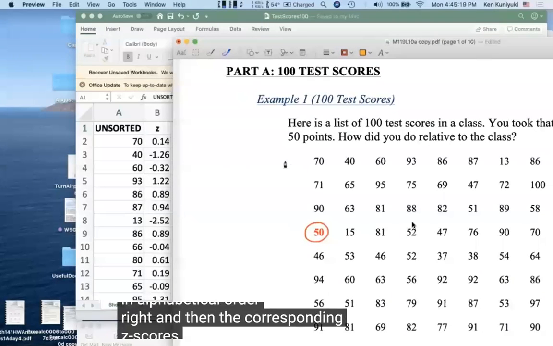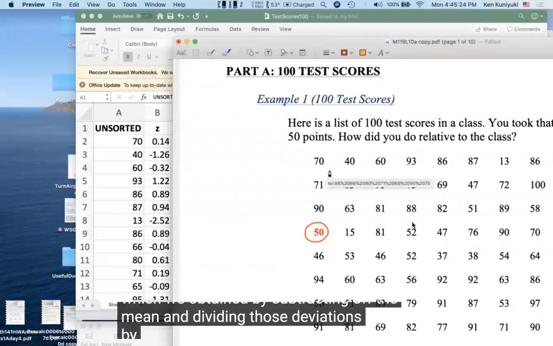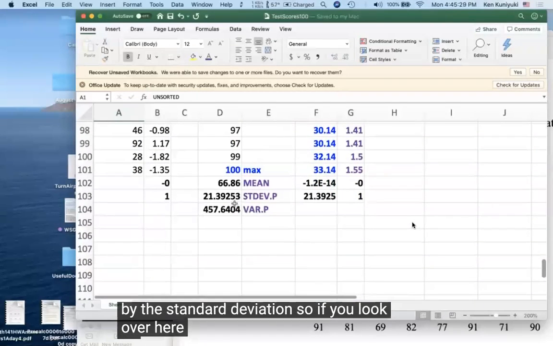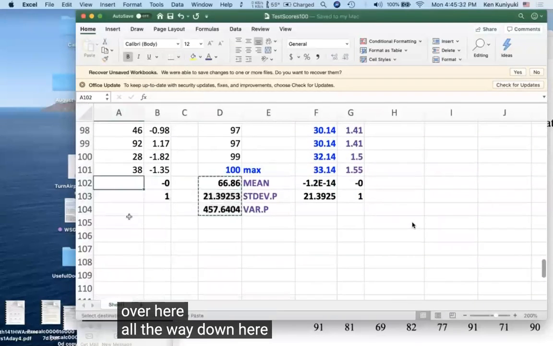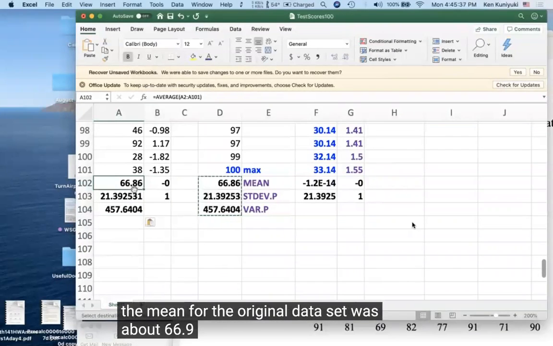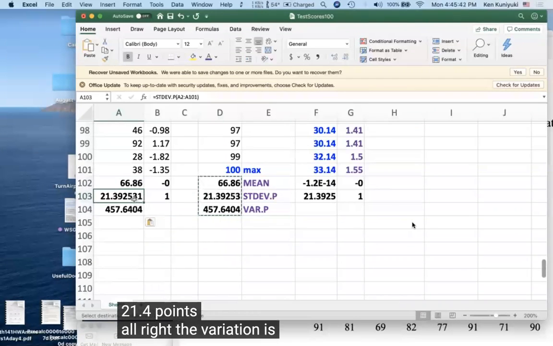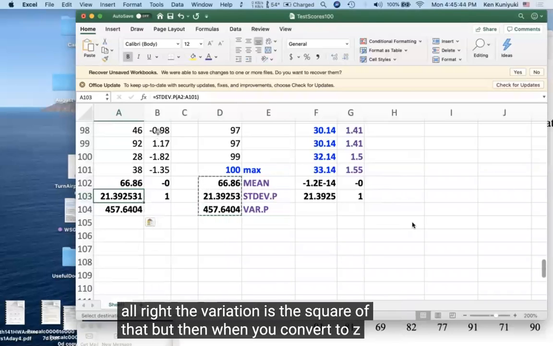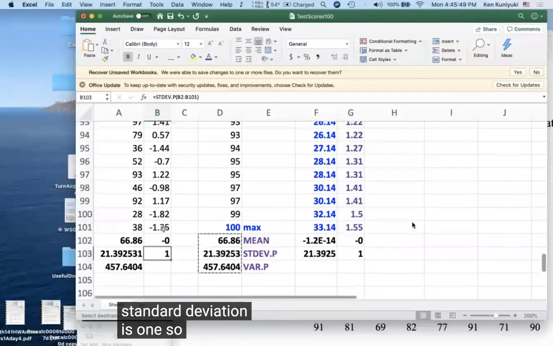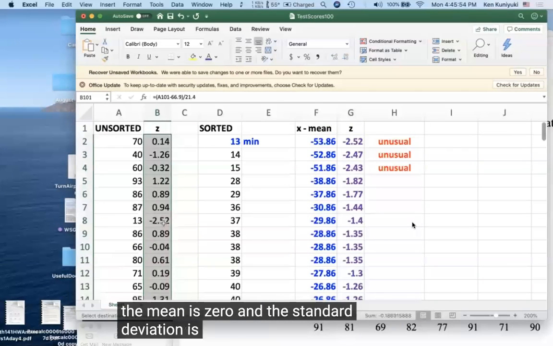And then the corresponding z-scores, which we obtain by subtracting off the mean and dividing those deviations by the standard deviation. So if you look all the way down here, the mean for the original data set was about 66.9 points. The standard deviation was about 21.4 points, all right? The variance is the square of that. But when you convert to z-scores, the new mean is 0 and the new standard deviation is 1. So for this column here, for z-scores, the mean is 0 and the standard deviation is 1.